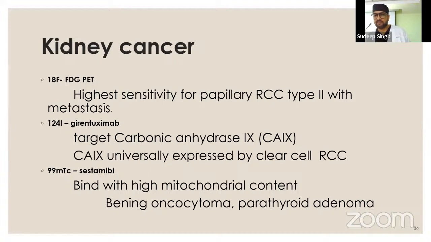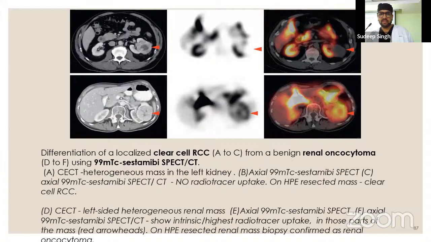Girentuximab targets CAIX, carbonic anhydrase 9. Carbonic anhydrase 9 is universally expressed by clear cell RCC. The technetium sestamibi binds with high mitochondrial content in oncocytoma and parathyroid adenoma. So this image shows differentiation of a localized RCC from a benign renal oncocytoma using a sestamibi scan.